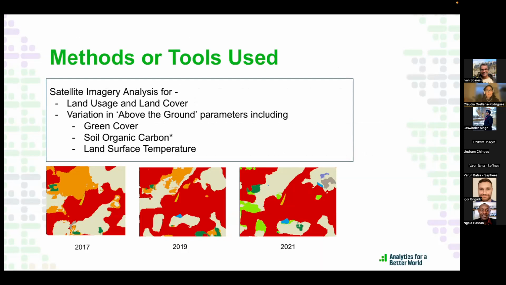To analyze the second order of impact, like land use and land cover variation in above-the-ground parameters, including percentage of green cover, soil organic carbon, or land surface temperature, we use this tool. As you can see below, I have shared three pictures. This is one of the sites under our intervention, and you can see an increase in green, showing an increase in green cover in the region. And then there is an increase in blue, which shows how water conservation efforts have brought more retention capacity in the landscape.